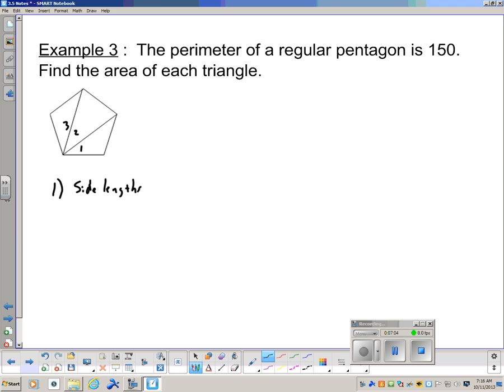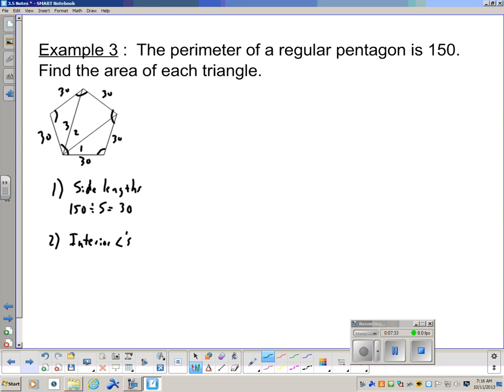So we know that that has a perimeter there of 150. Since there's 5 sides there, I'm going to divide by 5 and I get 30. So each of my side lengths in here is 30. And then I'm going to look at the interior angles next. Interior angles are these guys right here.